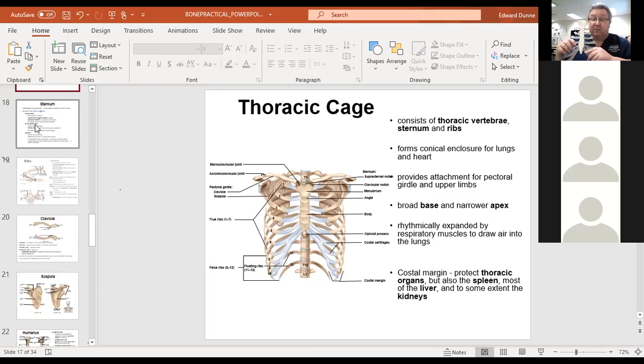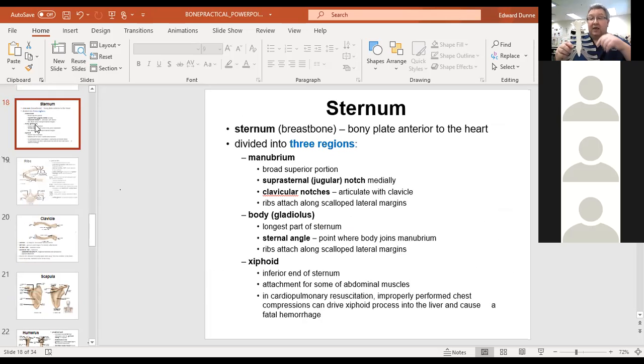Kind of goes over each of these parts. So again, on the manubrium portion, we have the jugular notch on the top. We have clavicular notches that articulate with the clavicle. So the manubrium is here on the top. On the body portion, that's where the ribs attach to the sternum. And then on the bottom, the xiphoid process. And the xiphoid process is actually an insertion point for the diaphragm. All right, that muscle that actually helps us breathe.